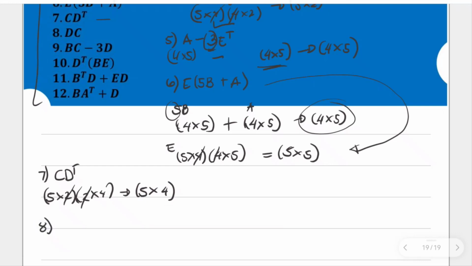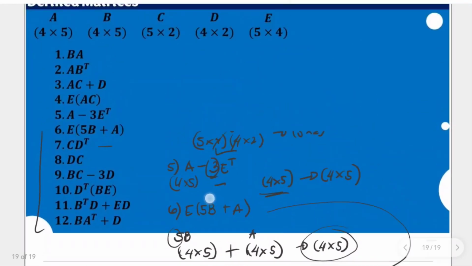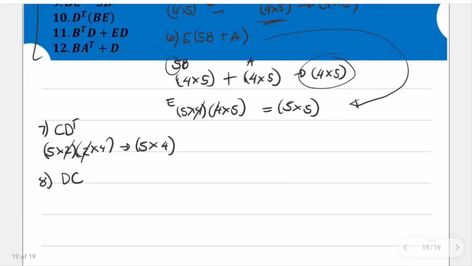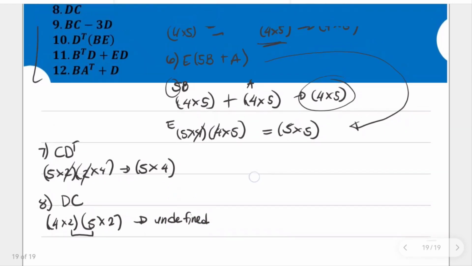Number 8 is DC. So D earlier is a 4 by 2 matrix. It's a 4 by 2 matrix. And C is a 5 by 2 matrix. So these are not the same. So your resulting matrix is undefined. Next, let's have number 9.